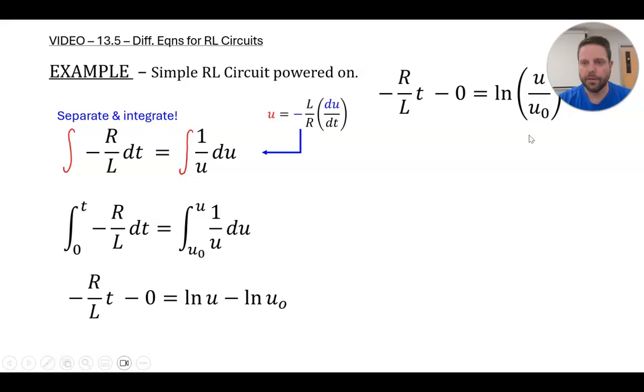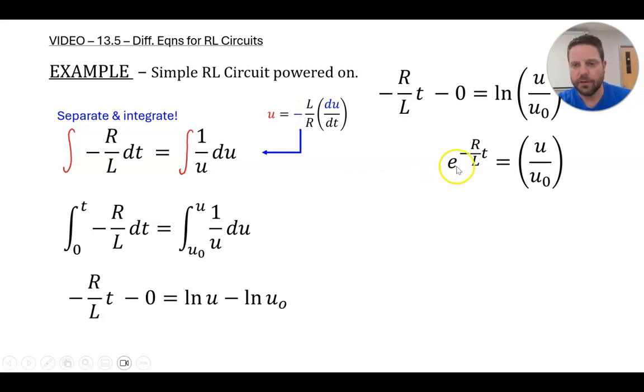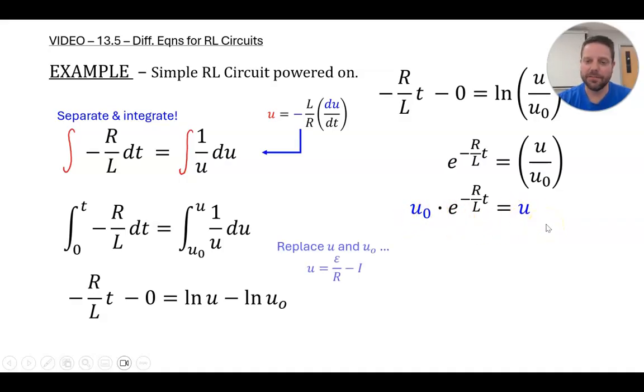This allows us to use the exponential to get rid of the natural log, and then we can multiply by u naught. And that's going to give us this expression. Now these are in blue because we need to now substitute out the u and the u naught with what we defined as u. So u, for example, is epsilon over R minus I. So we're going to substitute that in right there.